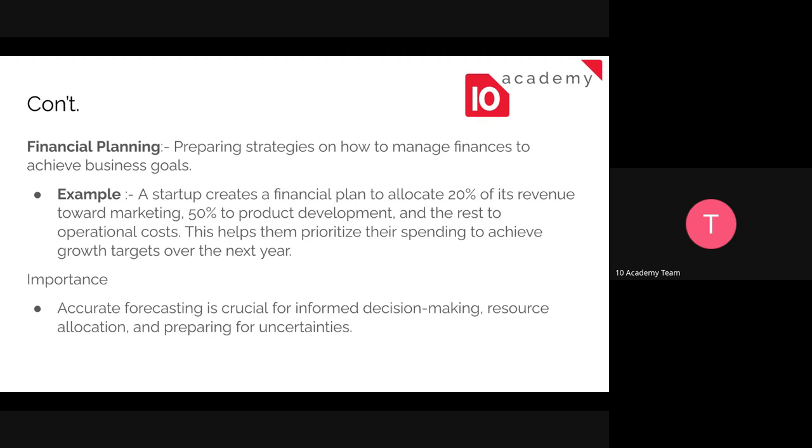So the importance of having financial forecasting and financial planning is good decision making, resource allocation, and preparing for uncertainties. If there is any risk, you might be able to overcome it, even without any resource limit or deficiency, if you have a financial plan and financial forecasting.